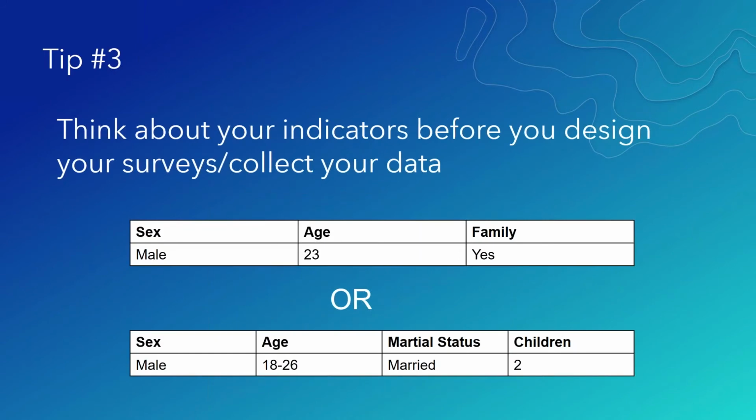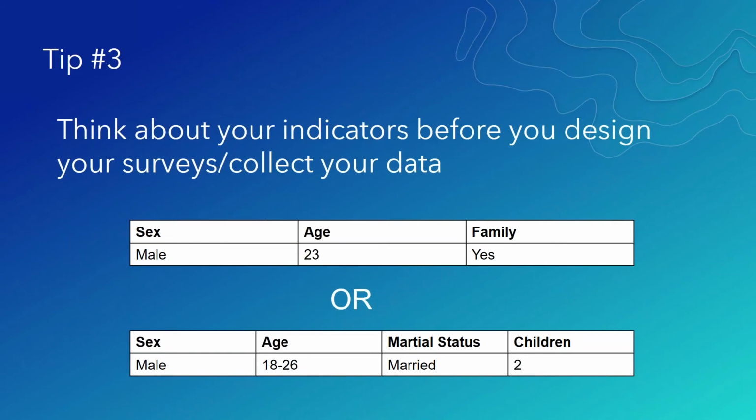So getting to that point, think about your indicators before you design your surveys or collect your data. It seems like common sense, but it's often overlooked. People will collect their information, their disaggregated values, and then at the end of their collection period, they say, I want to do this type of analysis. And then maybe a data scientist or someone who's crunching those numbers says, well, we can't do that because we don't have the necessary disaggregated values to do that.